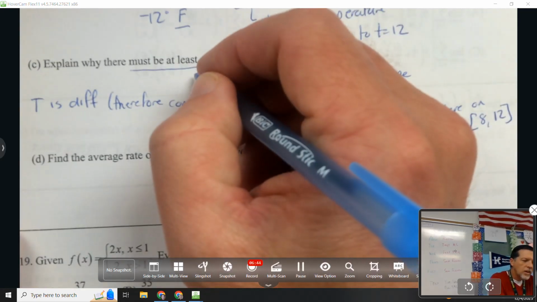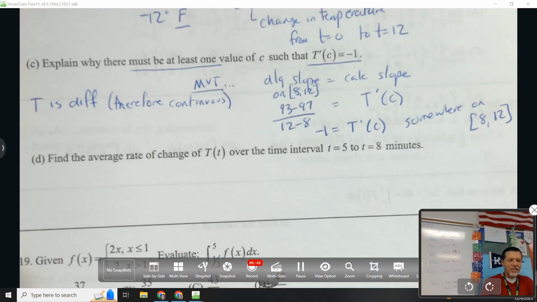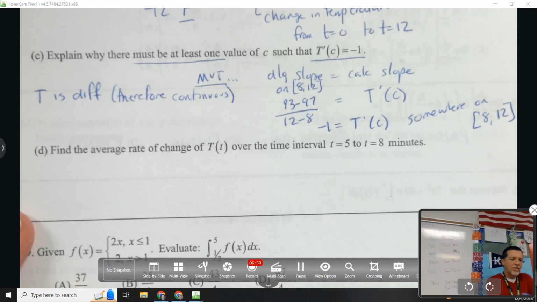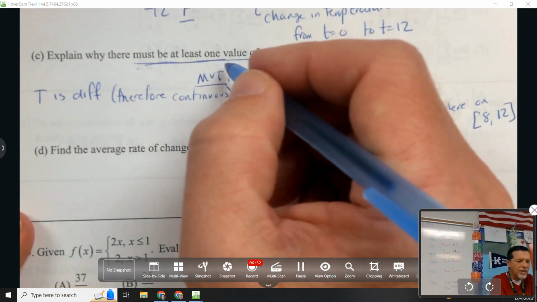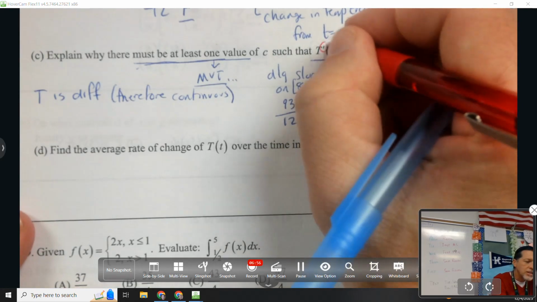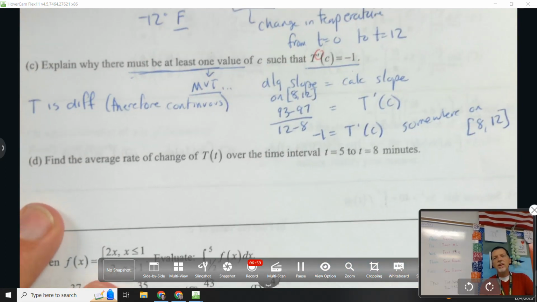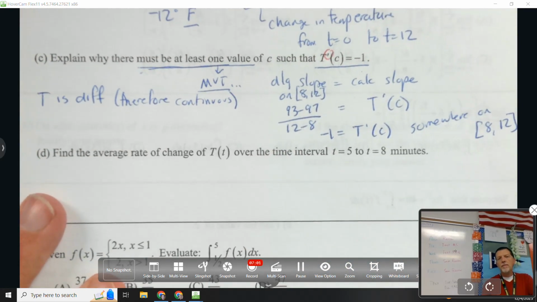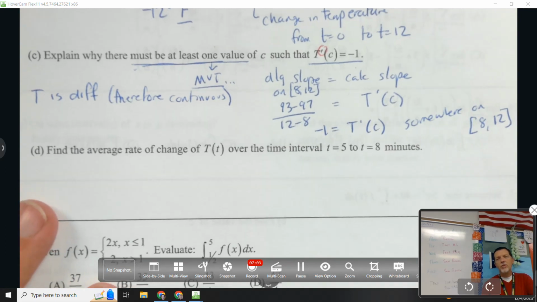MVT is what's called an existence theorem, and like why something exists. So why there must be some value, that's a kind of a hint that we're headed toward MVT. The other hint was there's a derivative there. So that was a throwback question there.